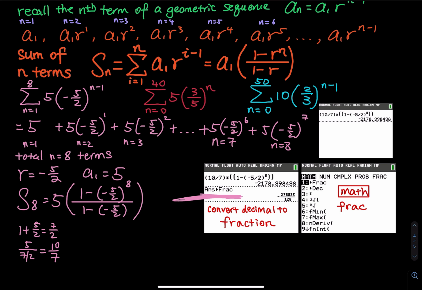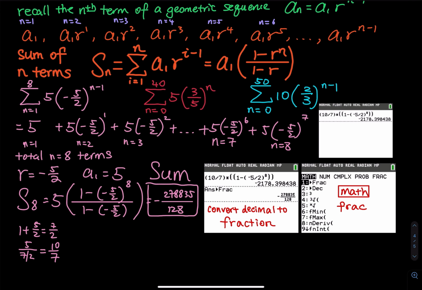All right. So overall, what is that equal to? That is equal to negative 278,835 divided by 128. I'm going to copy that straight from my calculator. And this is the sum. And that is the answer to the first question.